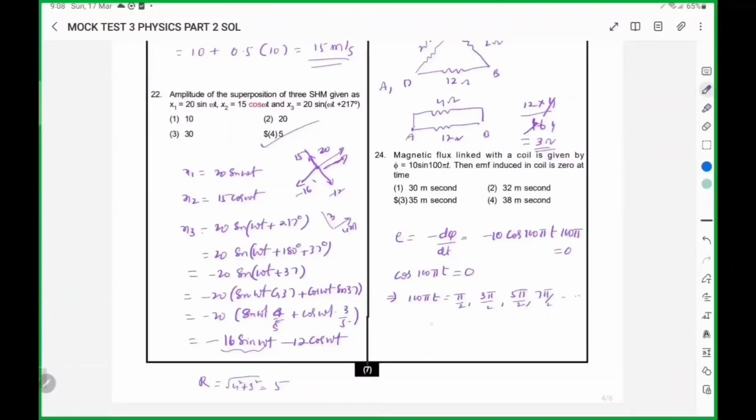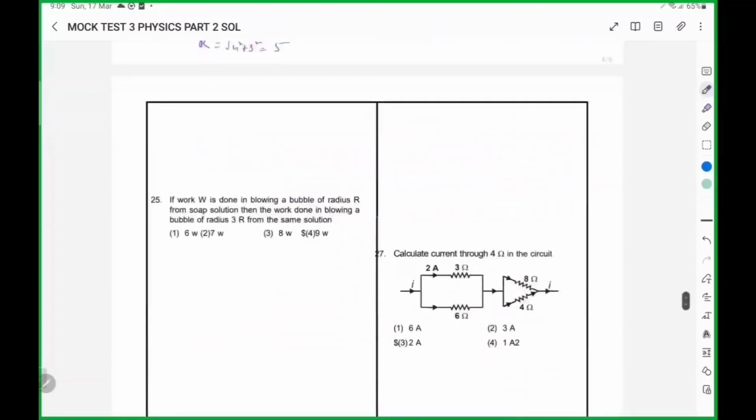So let us consider here, pi gets cancelled, t will be 1 by 200, 3 by 200, 5 by 200, 7 by 200 seconds. In terms of milliseconds, it is 5 milliseconds, here it is 15, here it is 25, 35. In the given options, 35 milliseconds is there. Let us consider that.